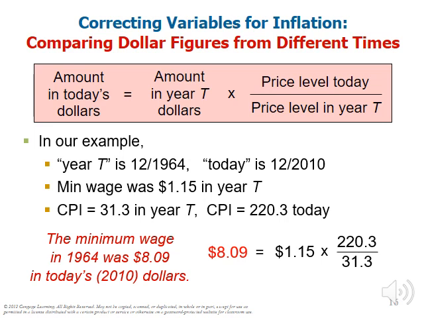So in our previous slide, we said, would you rather have $7.25 in 2010 or $1.15 in 1964? And the answer is, you'd rather have $1.15 in 1964. In order to be as well off as this in 2010, you would need $8.09.